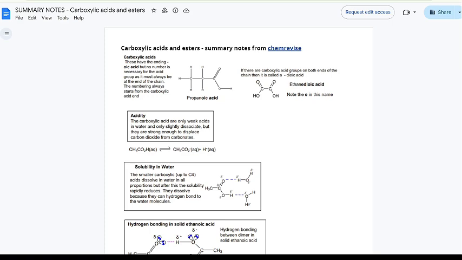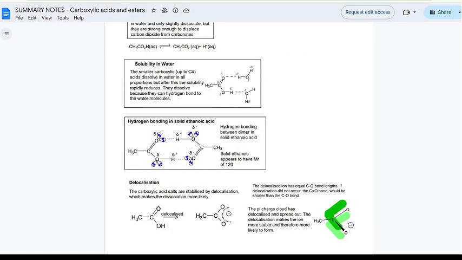Acidity. The carboxylic acids are only weak acids in water and only slightly dissociate, but they are strong enough to displace carbon dioxide from carbonates. The smaller carboxylic acids up to C4 dissolve in water in all proportions, but after this the solubility rapidly reduces. They dissolve because they can hydrogen bond to the water molecules. Hydrogen bonding between dimer and solid ethanoic acid. Solid ethanoic acid appears to have an Mr of 120.